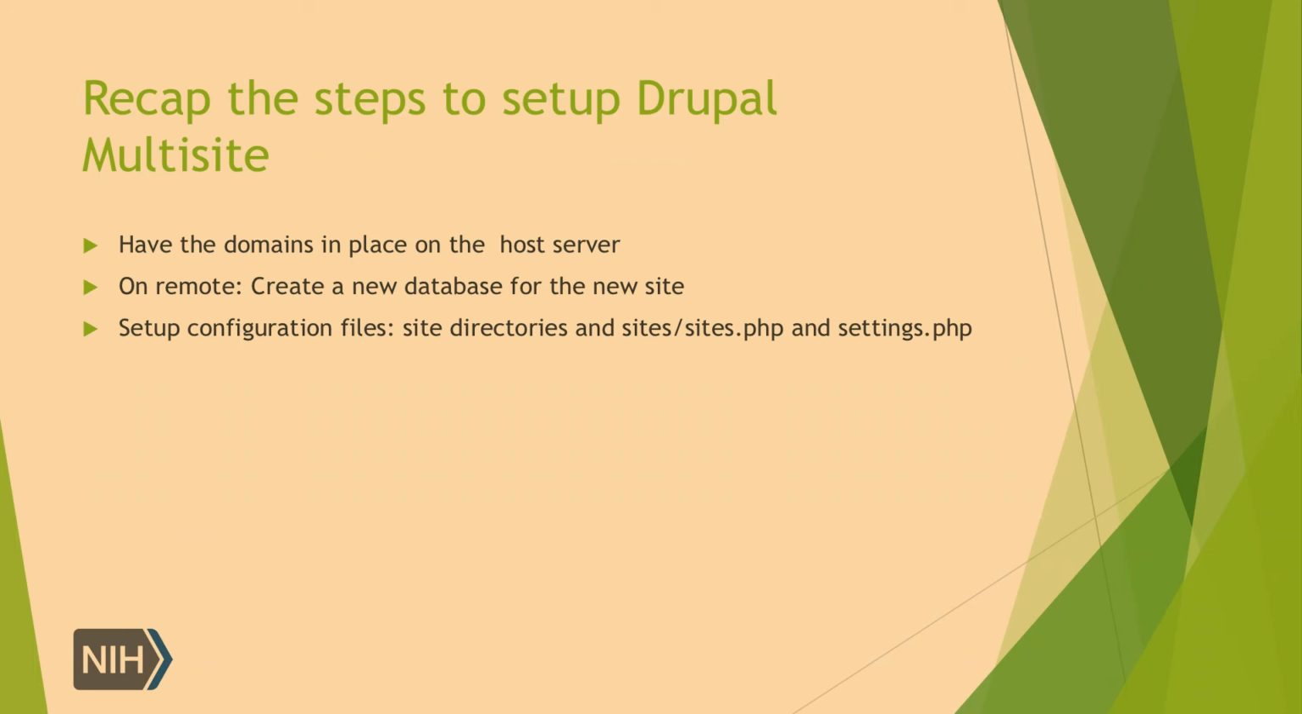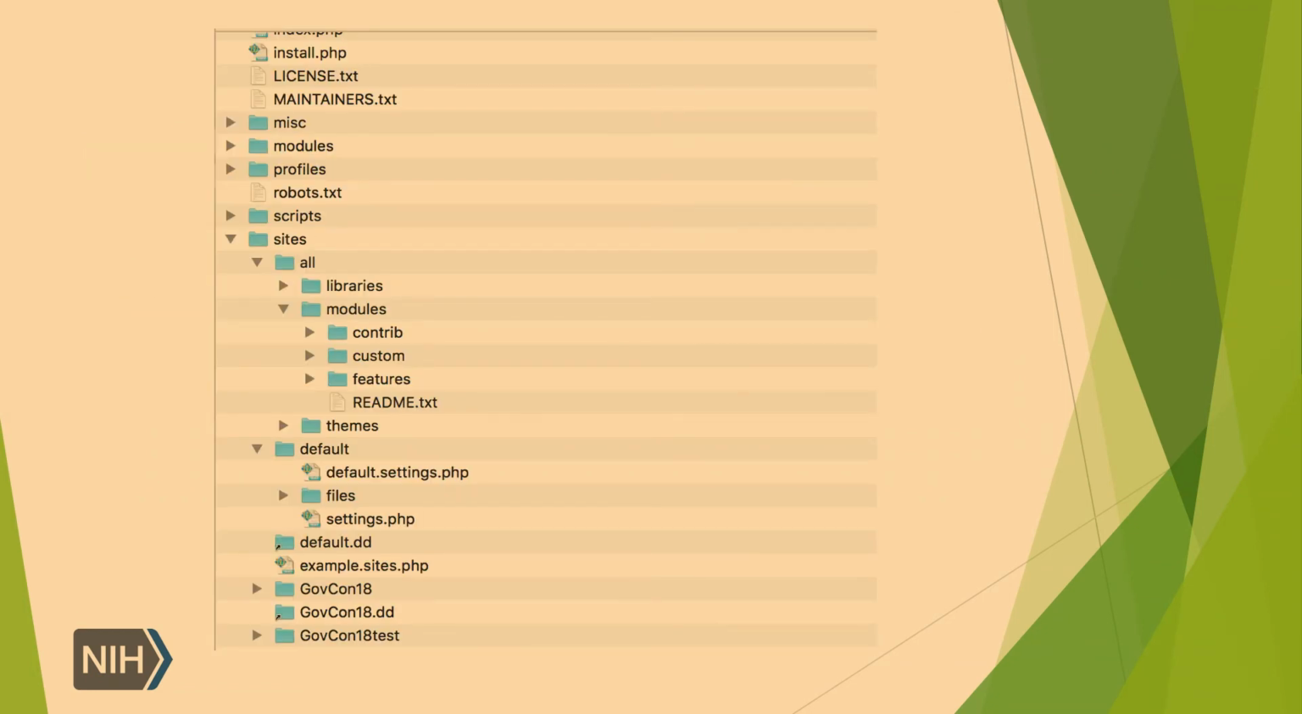The next thing is set up configuration files. This is when you tell Drupal, I have a new site. Here's the database. Here's the domain. Please, make it work. So we're talking about 2 files: sites.php and settings.php. Now, of course, you need to create the site directory so that Drupal can save all its site-specific stuff in that directory for the new site. And then you go back to remote and you run install. And that's it. Right?